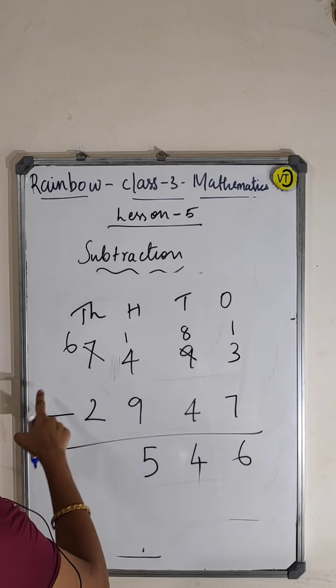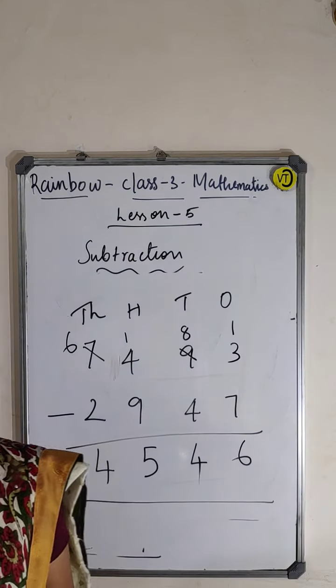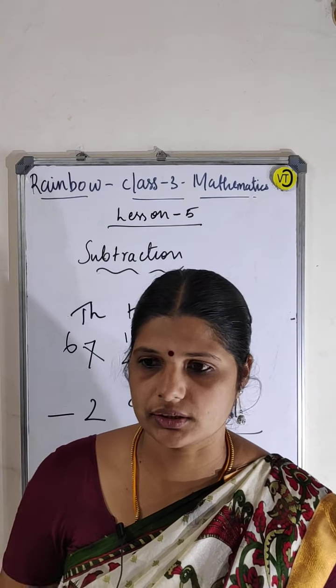Then next is 6 minus 2. It is 4. Over. Last, the thousands: 6000 minus 2000 is 4000. Right.